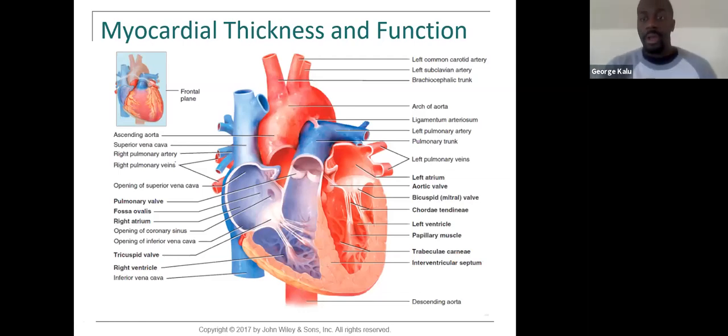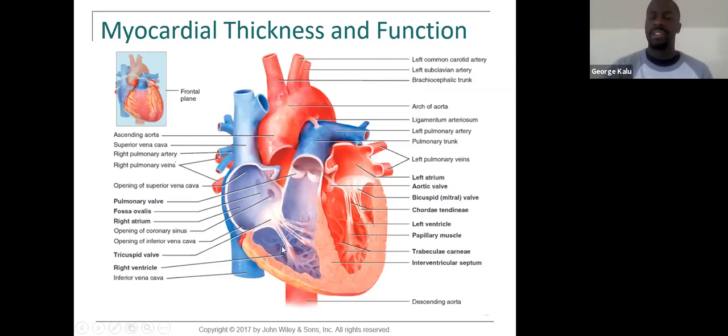Okay. So you should have been able to notice that the myocardium is going to be different thicknesses in different areas. The atria's myocardium is going to be very thin compared to the thickness of the myocardium in the ventricles. That's going to be for a specific reason, and we'll look at that reason in a second here. The second thing that we're going to notice is that the left ventricle has a much thicker myocardium than the right ventricle does.